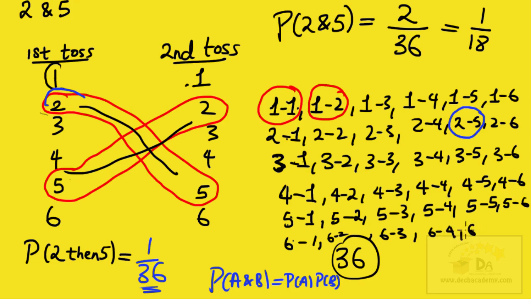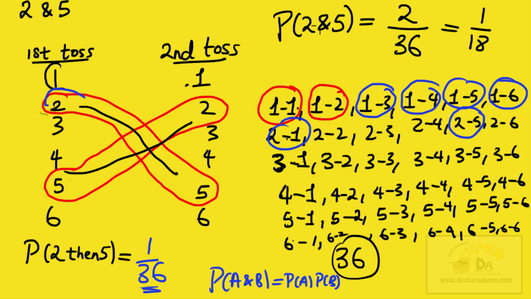6 in the first toss and 4 in the second toss. 6 in the first toss and 5, 6 and 6. And if you count all the individual outcomes, you find that there are 36 in total. Here, this is an outcome and just says I get a 1 in the first toss and a 3 in the second toss. This is another outcome. So you count the outcomes and you find 36 in total.